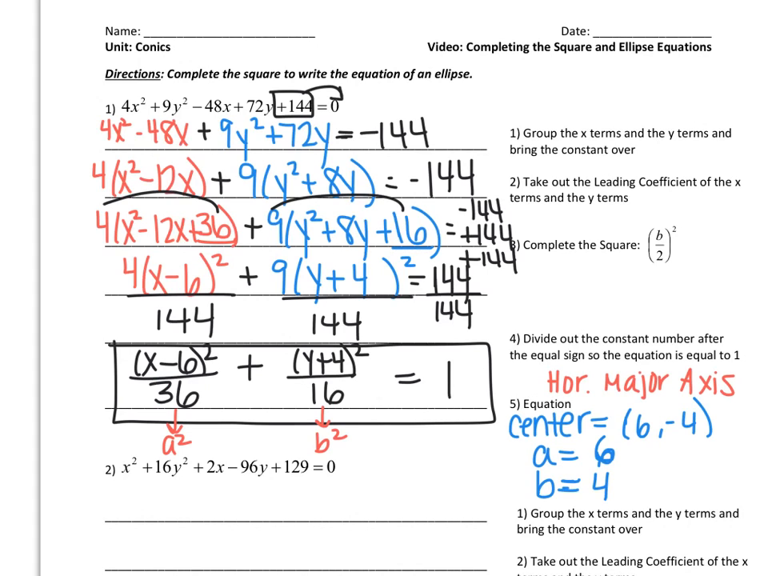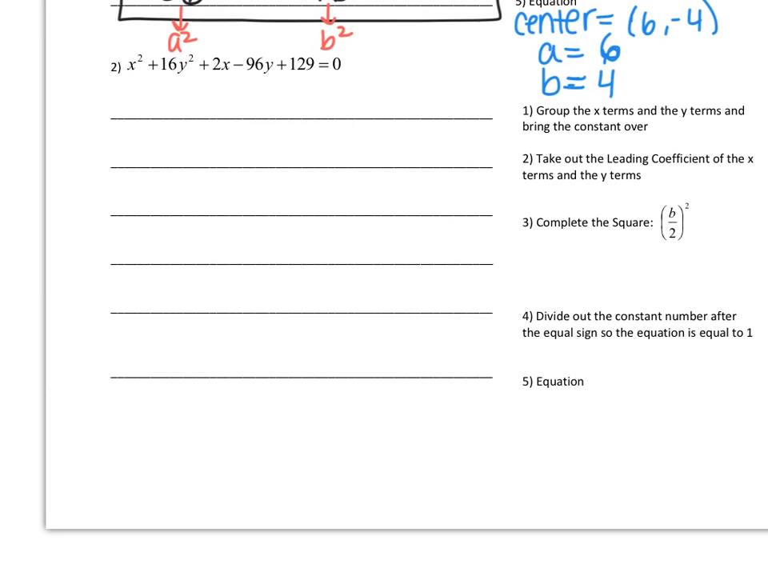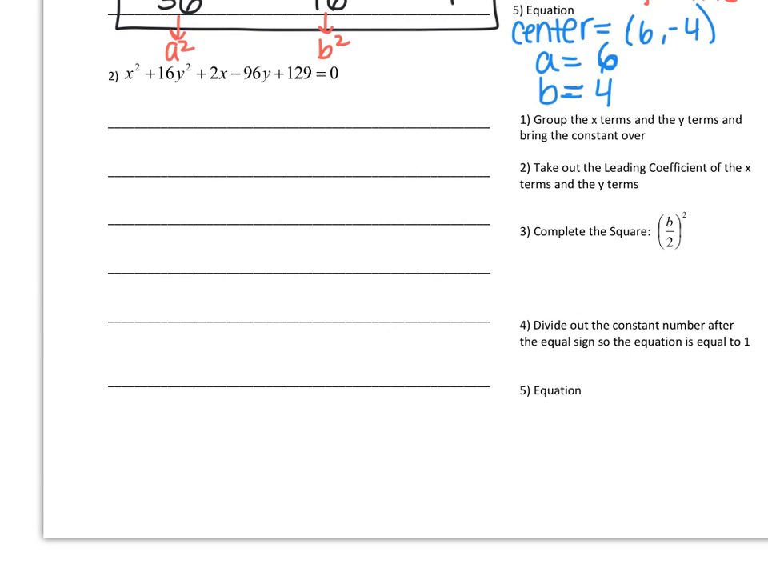All right, I'd like to walk you through example number 2 now. So, example number 2, we're going to start off the same way. We're going to group the x's. So I'll do that in red. Then we're going to group the y's. And then we're going to bring over that positive 129. We're going to subtract 129 on both sides.